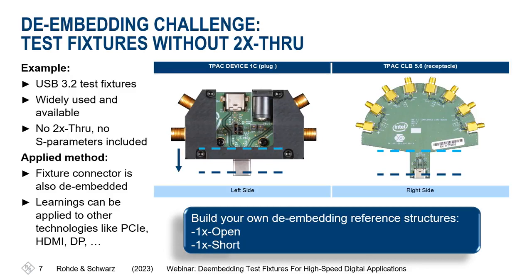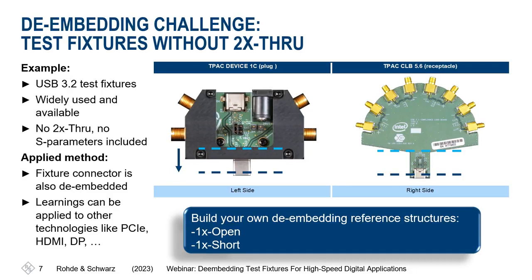In this webinar, we are particularly talking about these fixtures. On the one hand, the fixture with a plug. You see that on the left side. On the other hand, the fixture with a receptacle. You see that on the right hand. Both are USB test fixtures. We use them as an example because USB test fixtures are widely used, very widely available. And as you can see, they do not have a 2x through.